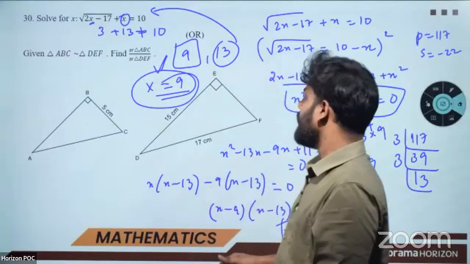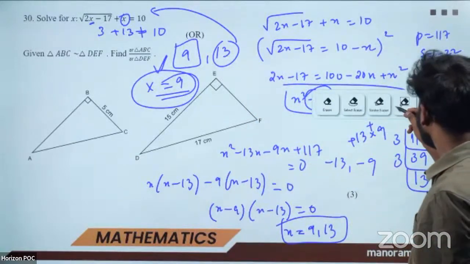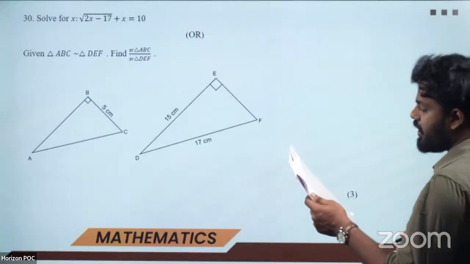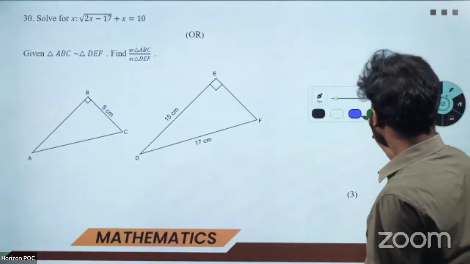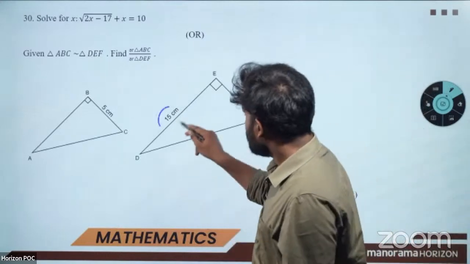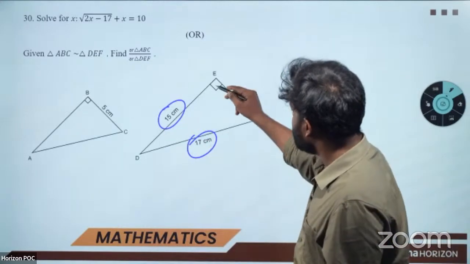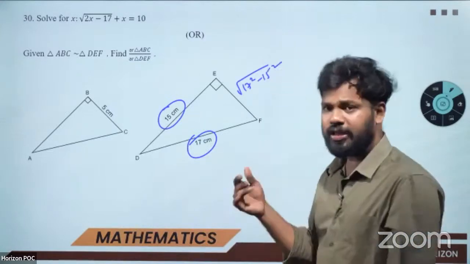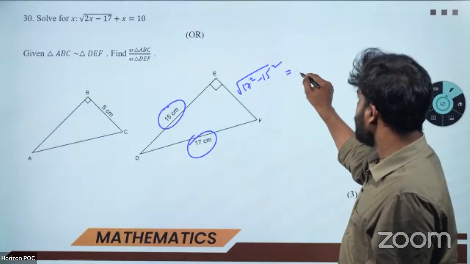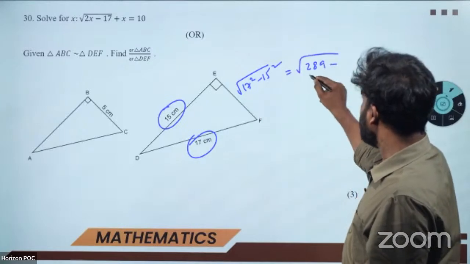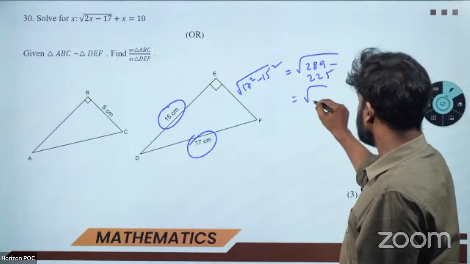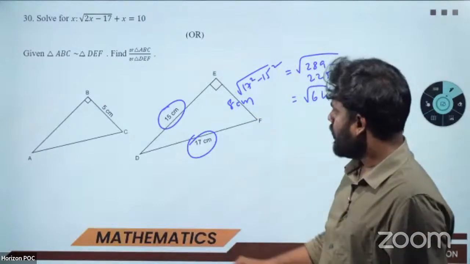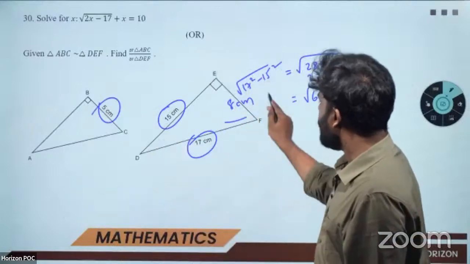Clear? Okay. Moving on to the second part, the or part of the question. You have two similar triangles. Find the area of ABC and DEF. Easy question. So how to do that? Just look at the sides, 15 and 17. If this is 15 and 17 and this is 90 degrees, this is 17 square minus 15 square, right? Pythagoras theorem. And what is 17 square minus 15 square? 289 minus 225. That is root 64 or 8. So this side is 8 centimeter. You know, this side is 5 centimeter. This side is now 8 centimeter.